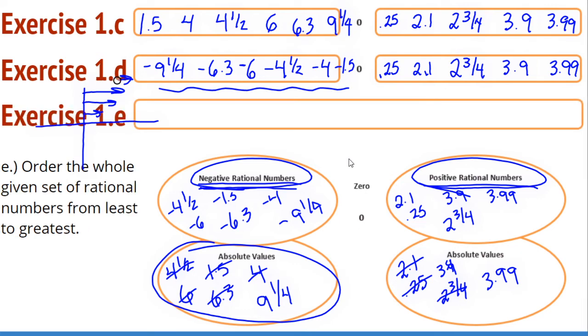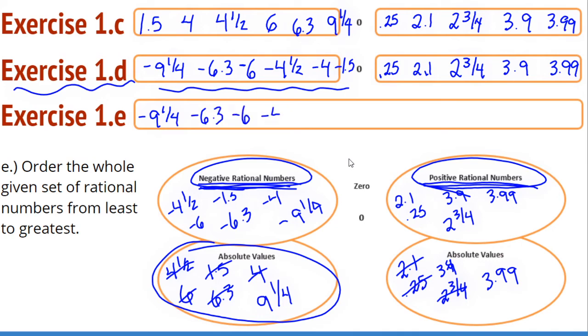The last thing I need to do is order the whole given set of rational numbers from least to greatest. So I have the entire set all the way through. I'm going to combine both sets of numbers. And of course it helps that we did exercise 1D because we already have them in the right order. So I've got negative 9 1/4 is the least, followed by negative 6 3/10, negative 6, negative 4 1/2, negative 4, negative 1 5/10, followed by 0, followed by 25/100ths, 2 1/10, 2 3/4, 3 9/10, and 3 99/100ths.